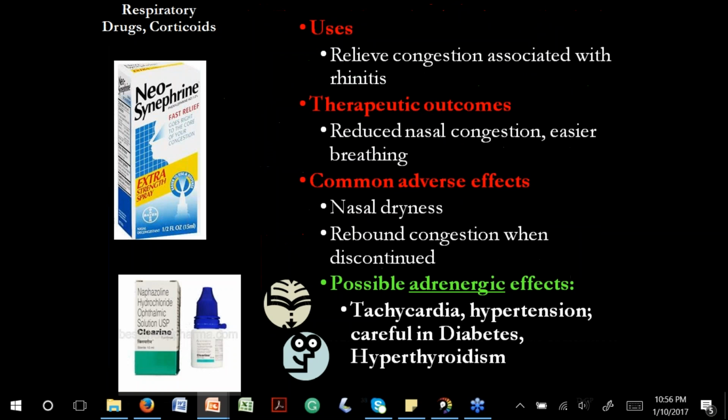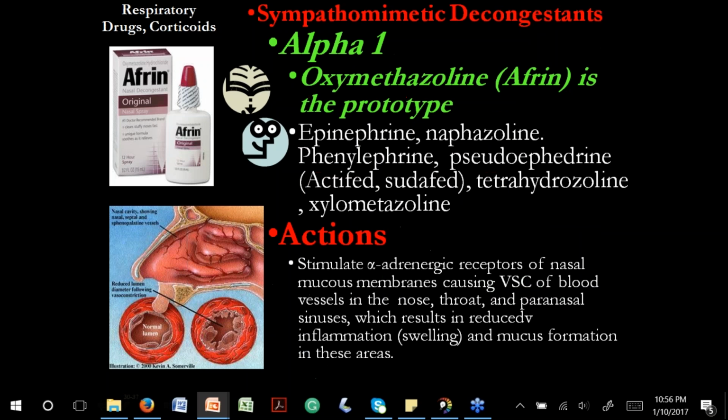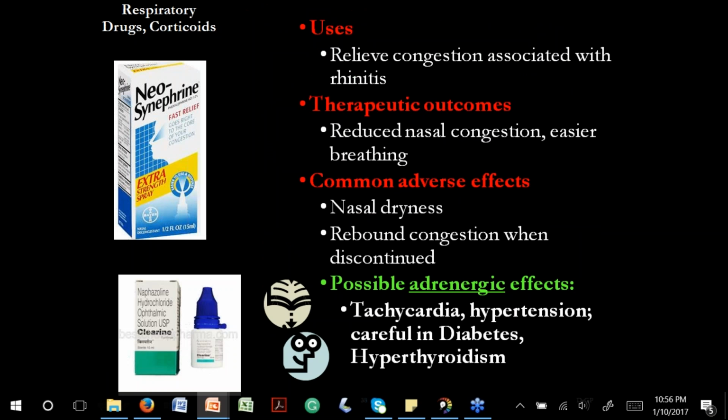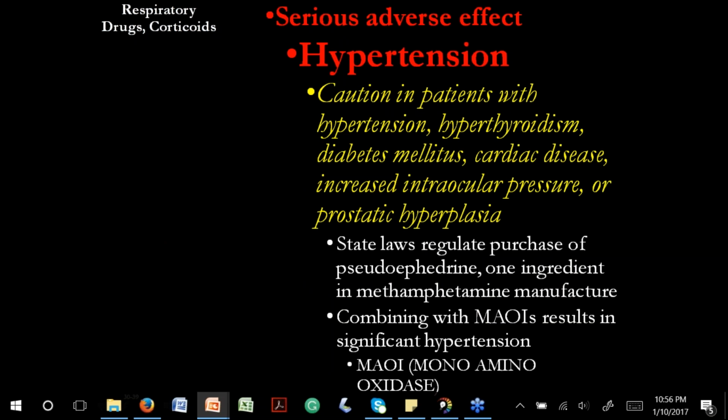This alpha-1 can have, where is it? The rebound congestion. Rebound congestion. Be careful, no more than 5 days. No more than 5 days, please. And then we have possible adrenergic effects. They can, there's alpha-1 vasoconstriction. They can go systemically, can produce hypertension. So you need to be careful with patients with hypertension, okay?